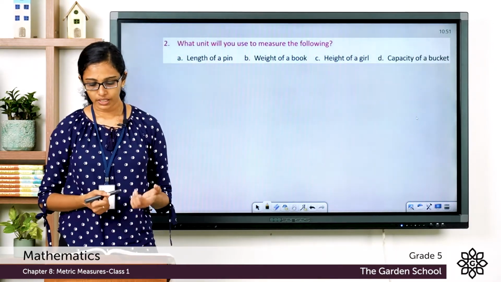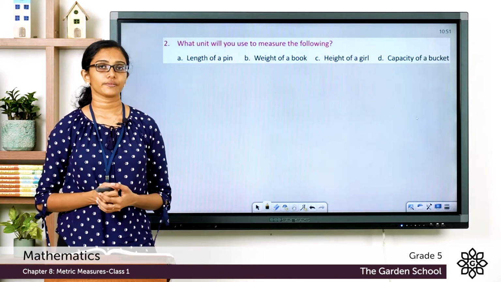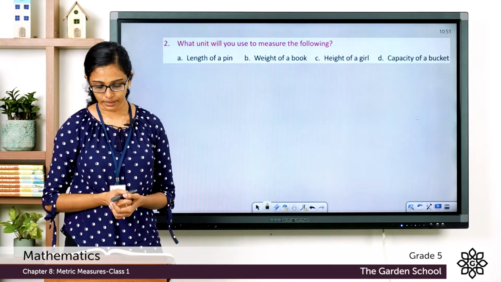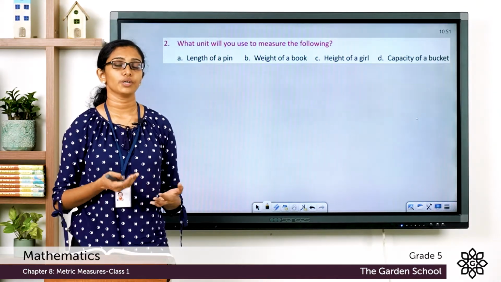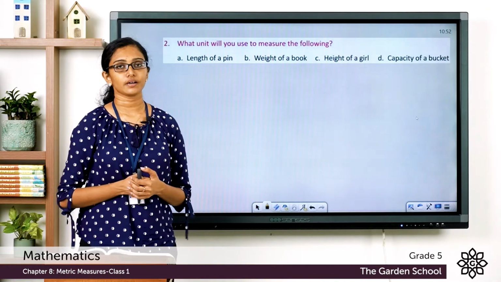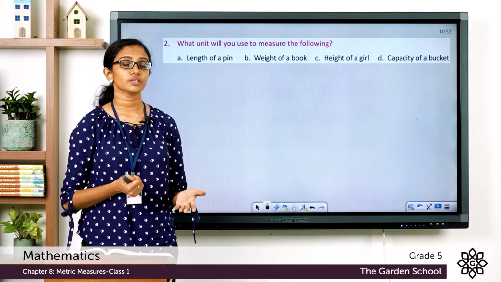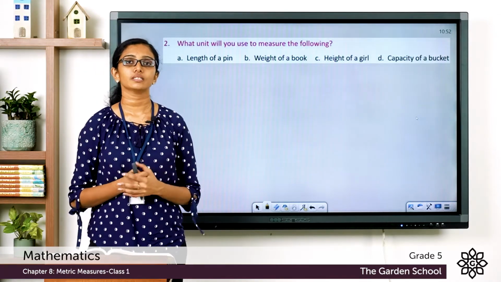What unit will you use to measure the following? Length of a pin. What unit would you use? Would you use a meter or would you use a centimeter or millimeter? You may use the units such as millimeter or centimeter.